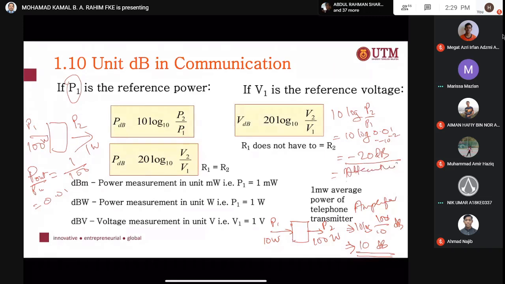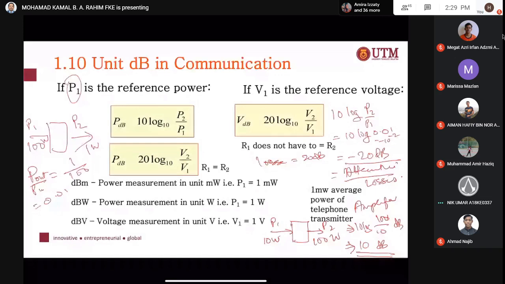This is what we sometimes call the losses. So if, for example, losses equal 20 dB, what does it mean? The value must be negative. Remember, a lot of students get confused: if you don't change it to negative 20 dB, your calculation later on will be wrong. So in terms of the dB unit, you have to be very careful.